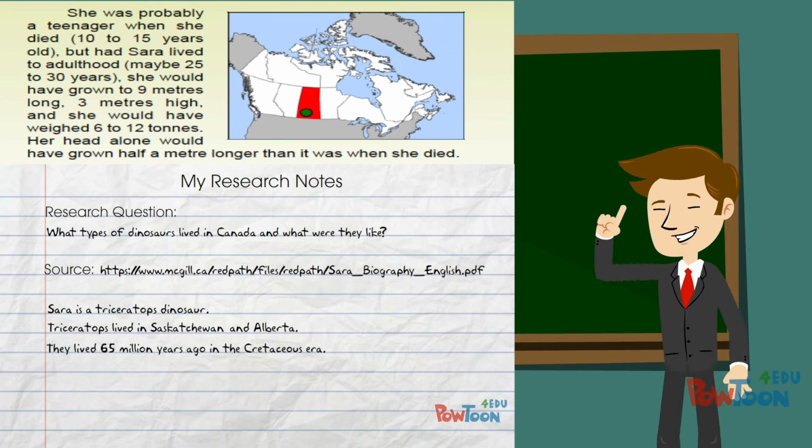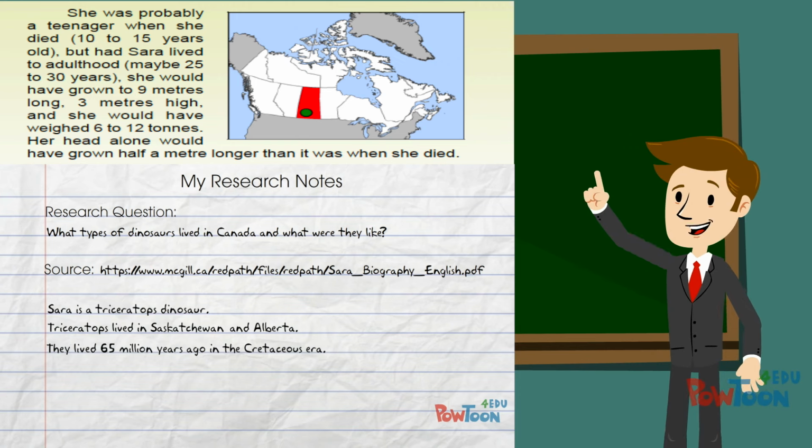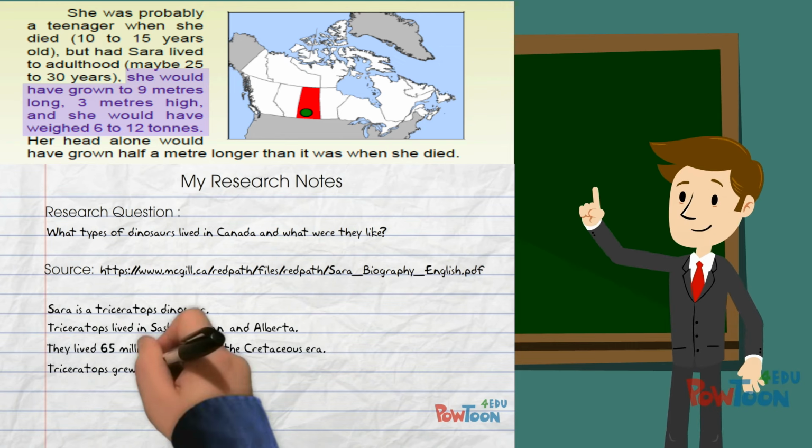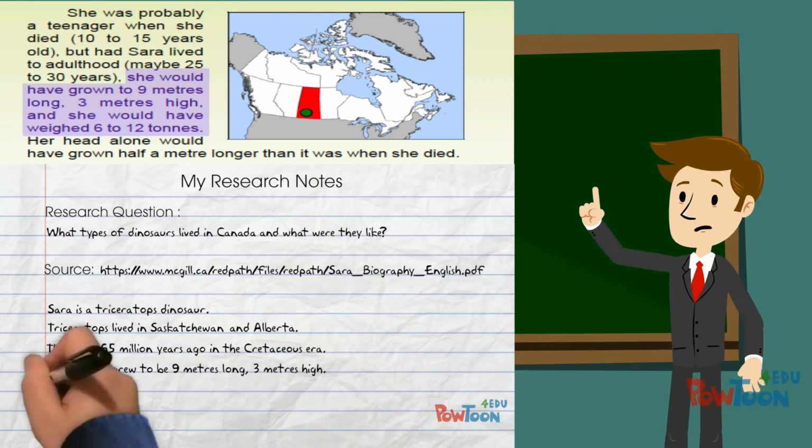Usually animals of the same type are about the same size when they are fully grown, so we can assume that it is the same with the Triceratops. Here it says, "She would have grown to 9 meters long, 3 meters high, and she would have weighed 6 to 12 tons." Let's write that down.